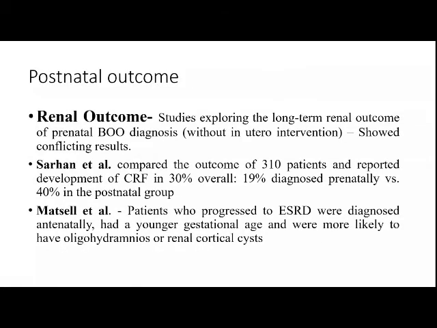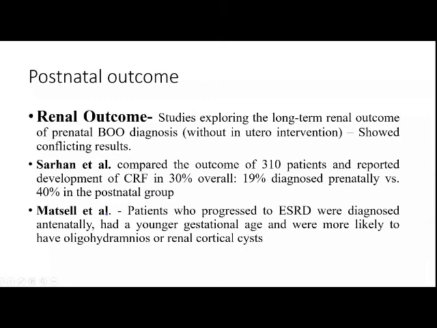So, immediate postnatal outcome. In this study, there is renal outcome and bladder outcome. In renal outcome, studies exploring the long-term renal outcomes in prenatal bladder outlet obstruction without in utero intervention showed conflicting results. But in this study, Saran et al. reported the outcome of 310 patients and the development of chronic renal failure in overall patients, of which 19% were diagnosed prenatally and 40% in the postnatal group.